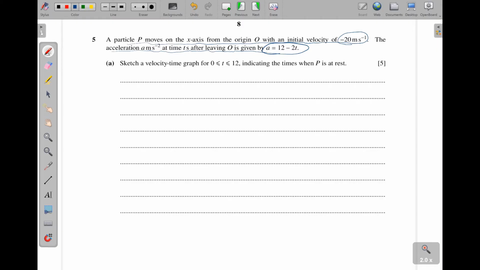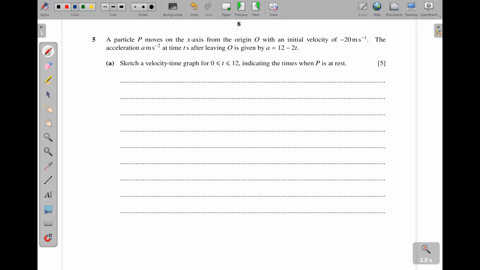That means this topic is under variable acceleration. And when we are using variable acceleration, we use differentiation and integration. We don't use the other equations of motion: v equals u plus at, s equals ut plus a half at squared, and v squared equals u squared plus 2as, because when we use those ones, that means acceleration is constant. Here, acceleration is varying, okay? So we strictly use integration and differentiation.